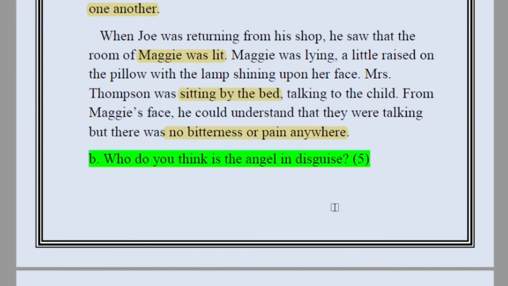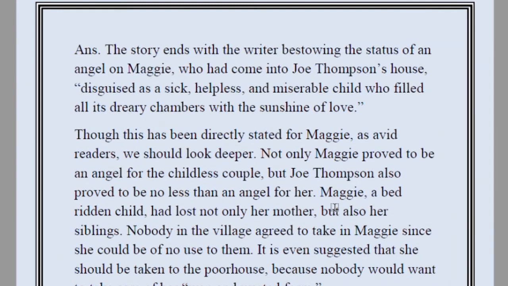Now let's see, who do you think is the angel in disguise? One of you was asking about this question, and this is the answer to that. Who is the angel of the house? The story ends with the writer bestowing the status of an angel on Maggie. We all know that Maggie was the angel who had come into Joe Thompson's house disguised as a sick, helpless, and miserable child who filled all its dreary chambers with the sunshine of love.